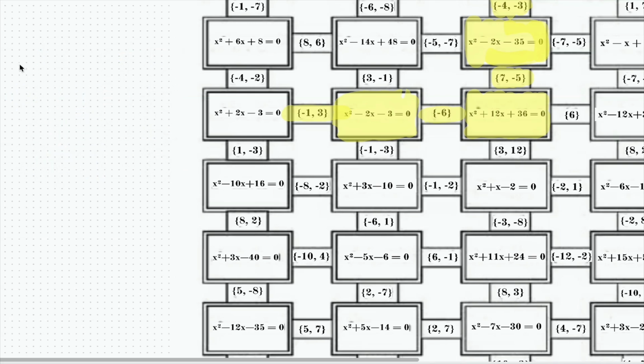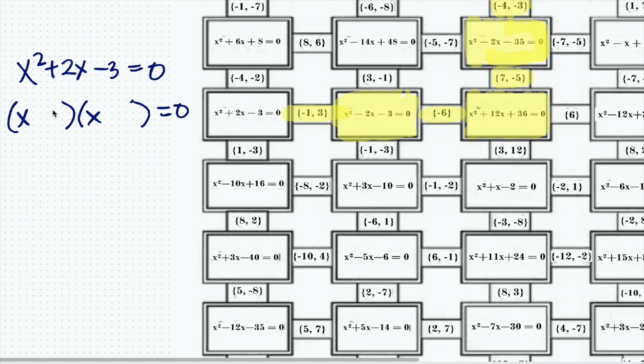The next problem would be x squared plus 2x minus 3 equals 0. So we get the factors of that. x times x, we have 3 and 1. This one is negative, but the middle term is positive, so we expect that this one is positive and this one is negative. Let us check. 3 times negative 1 is negative 3. 3 plus negative 1 is positive 2.